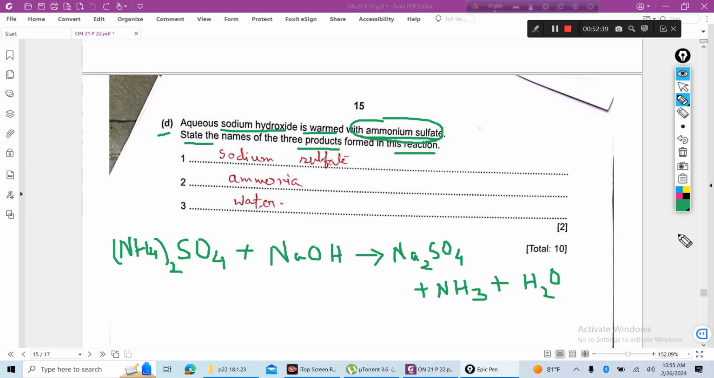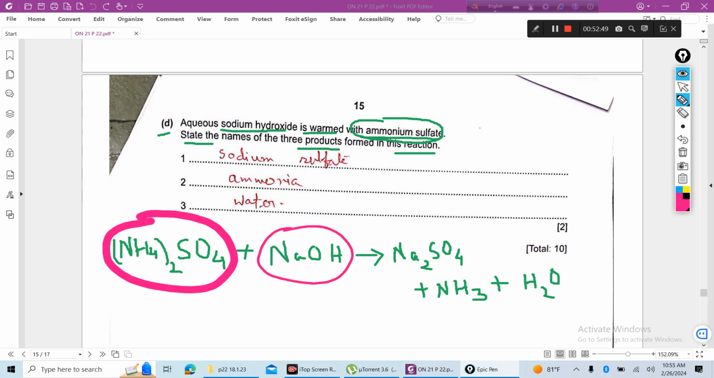Any ammonium salt, if you react with sodium hydroxide to produce salt, sodium sulfate, ammonia plus water. So any ammonium compound, if you add sodium hydroxide, salt plus ammonia plus water will be produced.